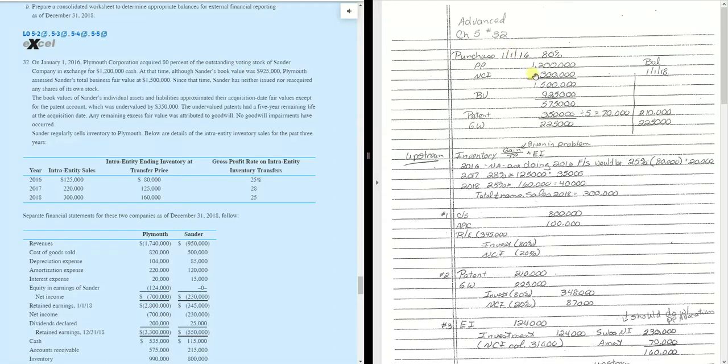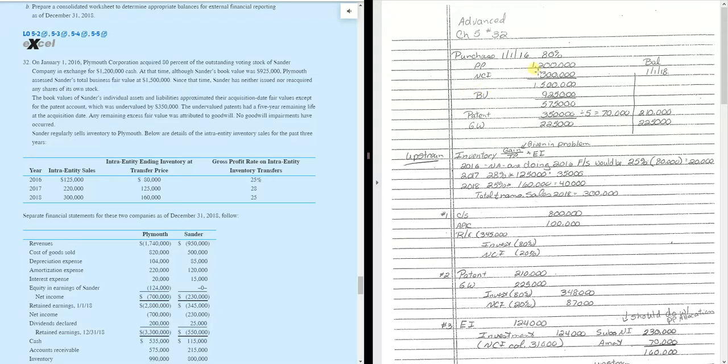In exchange for 1.2 million cash. So I've got that. At that time, their book value was $925. So I'm going to leave a little space and remember that. Their total business fair value of 1.5 million, so I can back into their non-controlling interest of 300,000. Sander has neither issued nor reacquired any shares of its own stock.